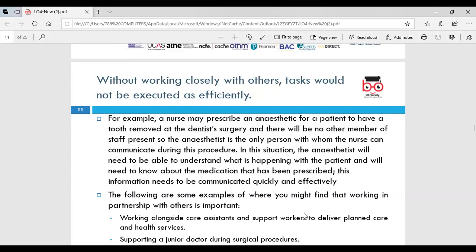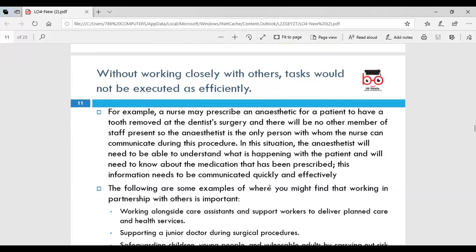For example, a nurse may prescribe an anesthetic for a patient to have a tooth removed at the dentist surgery. There will be no other member of staff present, so the anesthetist is the only person with whom the nurse can communicate during this procedure. In this situation, the anesthetist will need to understand what is happening with the patient, and will need information about the medication that they've been prescribed earlier. They need this information quick and effective. So you need to work in partnership.